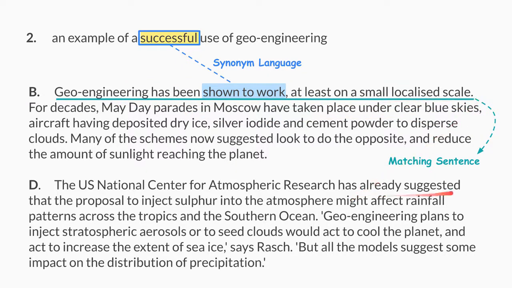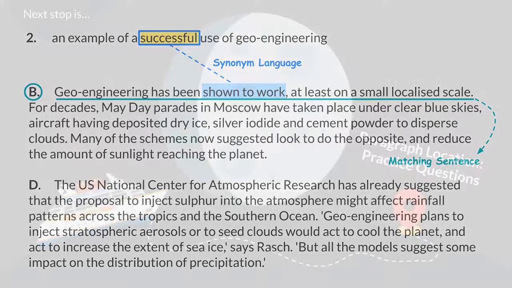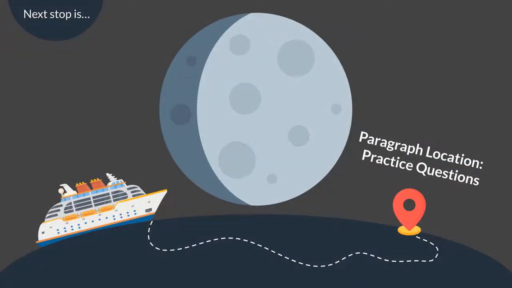So it's likely that I'm going to find my answer over here. So I'm going to underline this. This may be our matching sentence. Now let's go ahead and read this matching sentence and let's see if this is in fact the correct answer. It says, geoengineering has been shown to work at least on a small localized scale. All right, so right there we have an example, a successful example of the use of geoengineering. So the correct answer is going to be B. And that is it. We are now finished with this question set. In the next video, I'm going to be taking you through more practice questions. So I'll see you there.